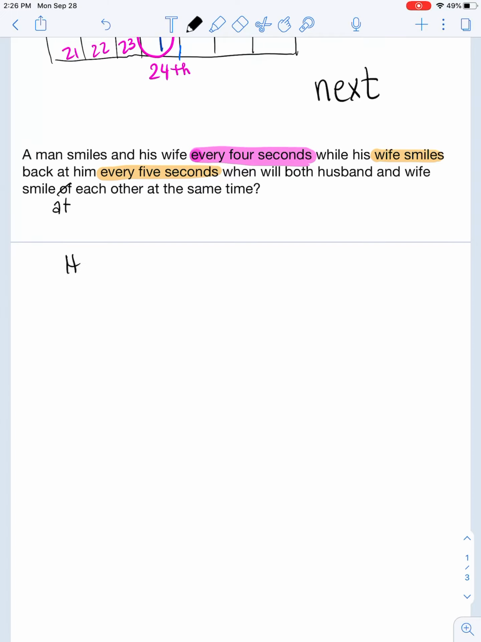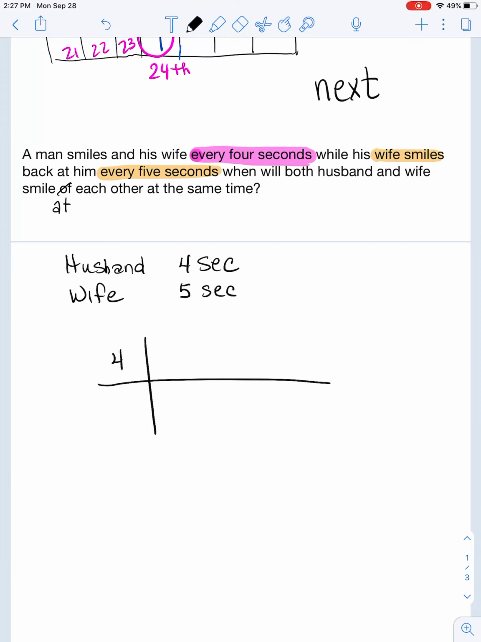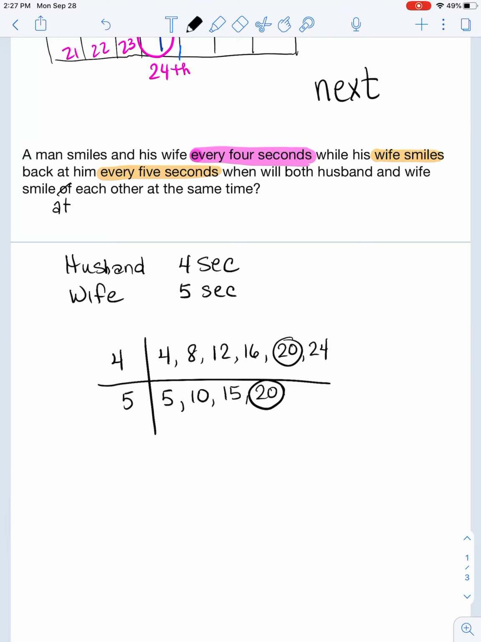So what do we have here? The husband smiles every 4 seconds, and the wife is playing hard to get. She only smiles every 5 seconds. So let's take a look. Let's do the multiples of 4 and the multiples of 5. The multiples of 4: 4, 8, 12, 16, 20, 24. Hopefully that's enough. And then the multiples of 5: 5, 10, 15, 20. We don't have to go any further than that.